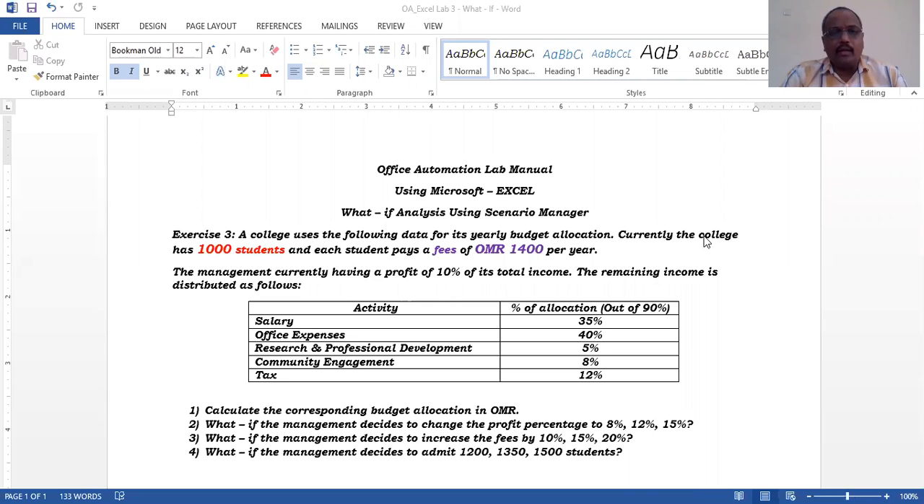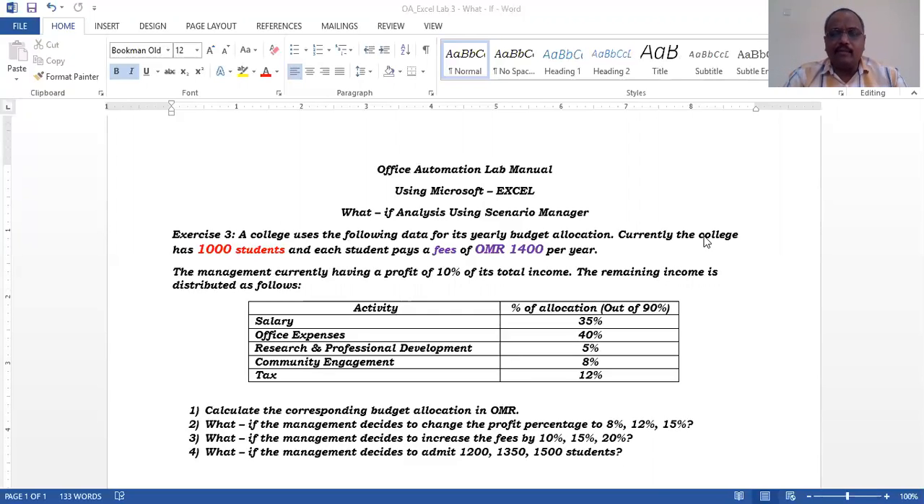How to use what if analysis in scenario manager, or using scenario manager. What is the meaning of what if analysis, or what is the purpose of what if analysis? You know that very well.